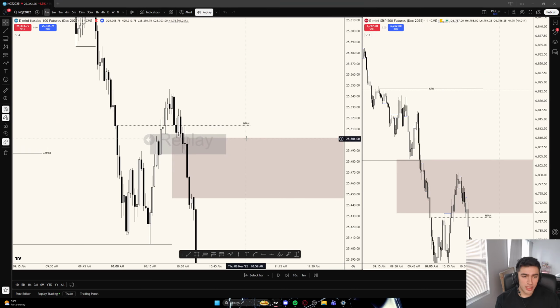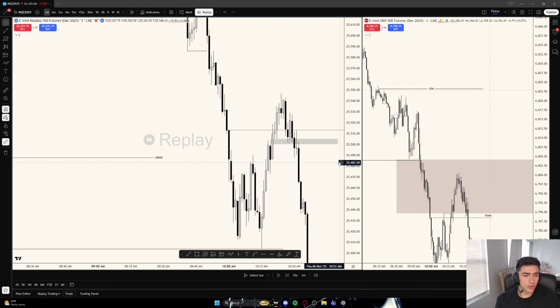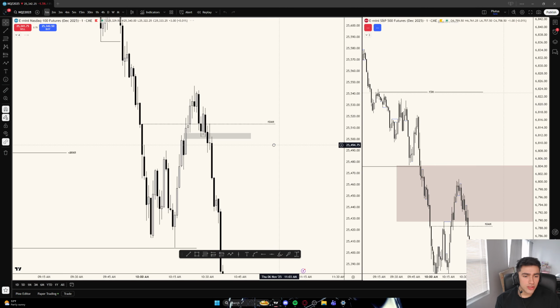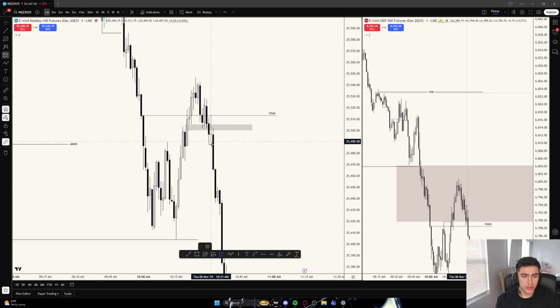Now, I was looking at this 1 minute here. So I wanted to see this 1 minute here for shorts. I hate this replay thing, bro. Let me just take it off. So I want to see this 1-minute inverse for shorts.